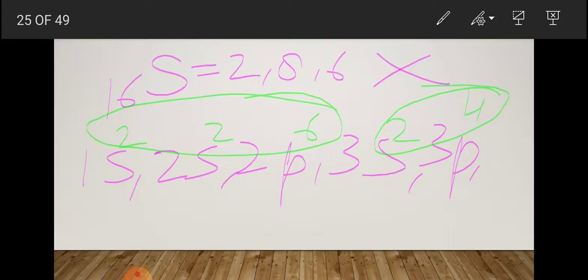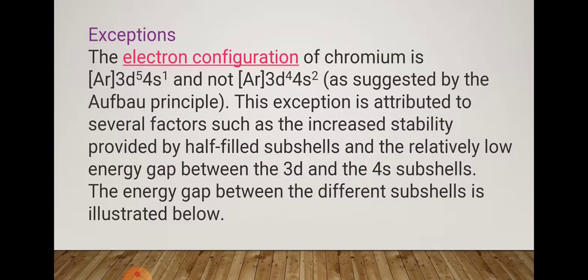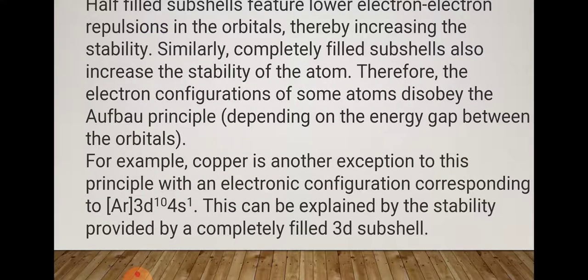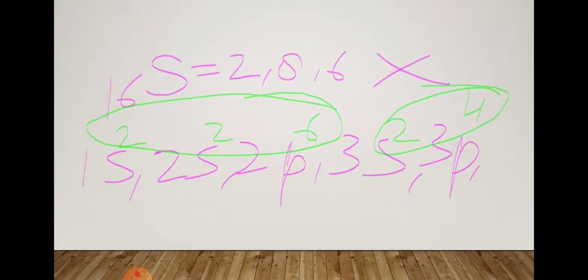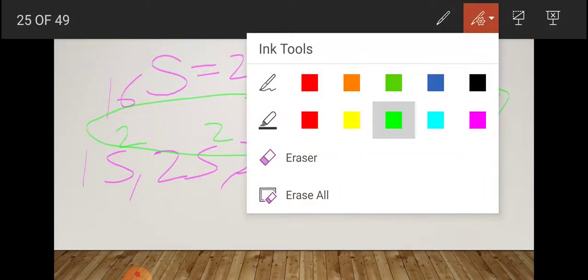Now let's see some exceptions. Normally the simple ones will not be asked in any of your important exams. Always the complications or exceptional ones will be asked. Chromium and copper are examples of exceptional configurations.